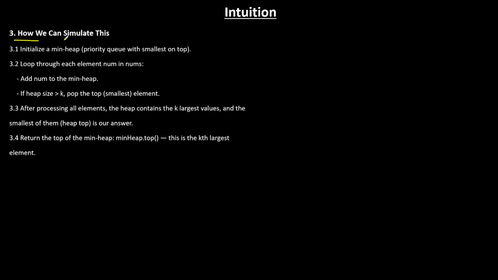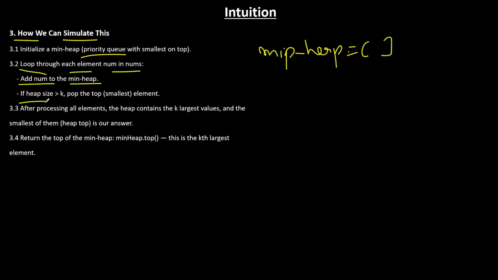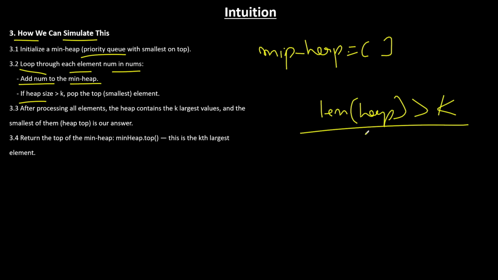How can we simulate this, right? What we could do is create a min heap. First, we have to create an array, or a list in Python. A priority queue you could create in C++. Right? We loop through each element in nums and add num to the min heap. Definitely. And if the heap size, what we were doing here, if the length of the heap comes out to be greater than k, we pop the smallest element from it. Okay. Then it will give us this.